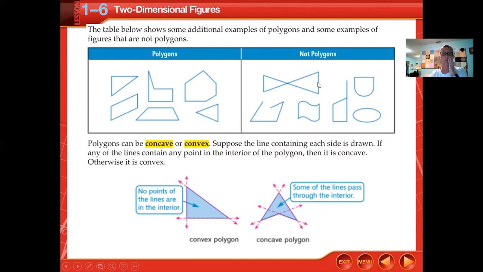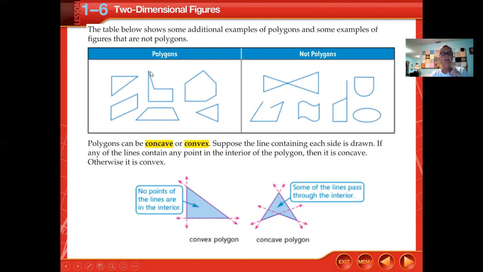I thought it was very useful. For example, this is not a closed figure. This has an edge hanging off. This where sides intersect each other. Here's a curved side. So these are not considered polygons, and these are all polygons.